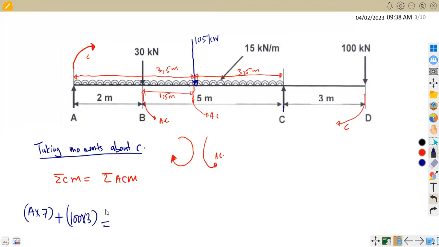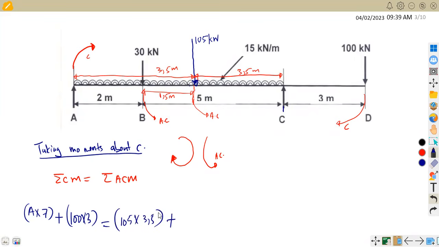Equal to, we move on to the ones in the anti-clockwise. We indicated these two, the 105. So 105 back to point C in this case has a distance of 3,5. So you see the advantage of indicating on the diagram. You are just taking your information directly. So this is 105 times 3,5.